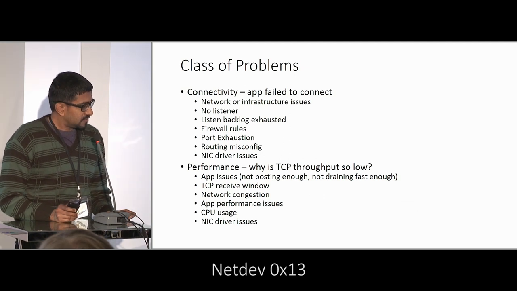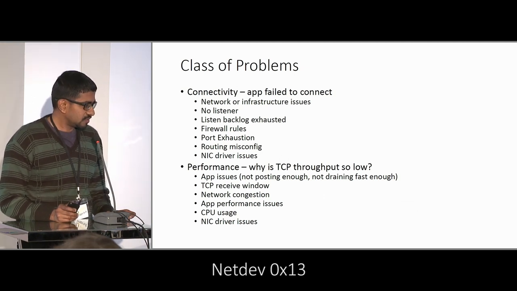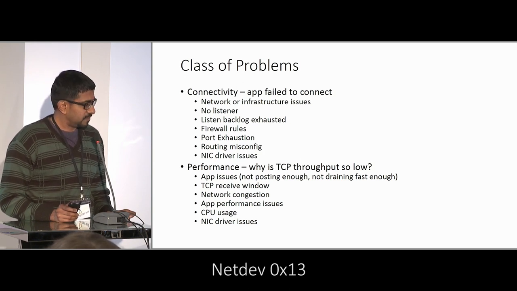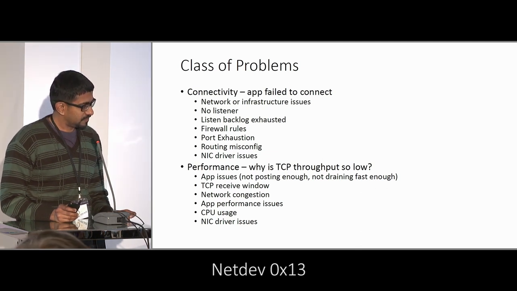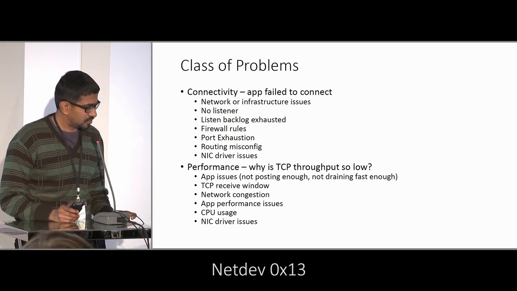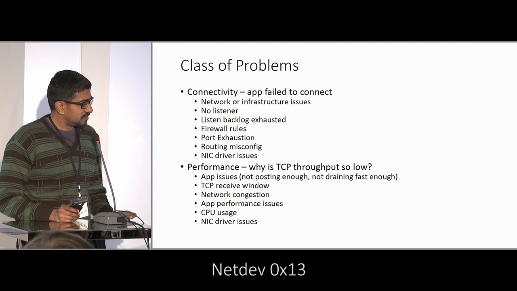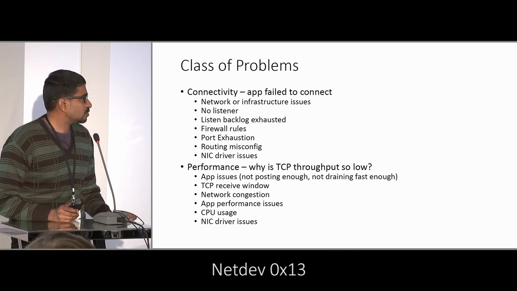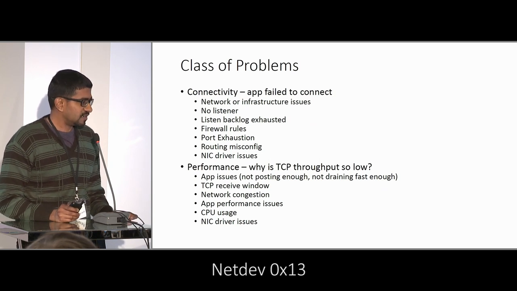Routing misconfig, this is less common, but there are cases where you won't have a route to the destination. This ends up looking to the application like, sometimes it would look like a firewall block, but it's actually a routing problem. And then there are cases with NIC drivers, because there's a lot of stateful processing being done today on middle boxes and NICs, where you might hit a connectivity problem because the NIC failed to allocate resources.